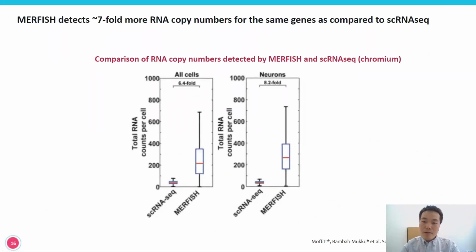To really further illustrate the high detection efficiency of MERFISH in this study, the authors actually compared the RNA copy numbers detected by MERFISH versus single-cell RNA-seq technology using Chromium. So as shown by this bar chart here, MERFISH consistently detects 7 times more transcripts than single-cell RNA-seq. And this really allowed the authors to profile many lowly expressed genes that can specify cell type, including neuropeptides.